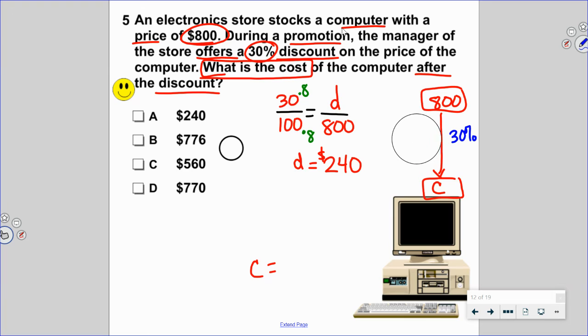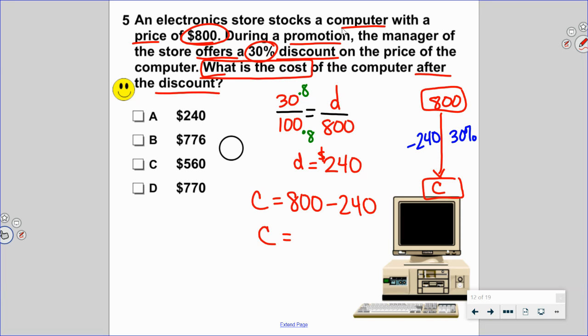Now, was that a crucial part? Absolutely. But the question didn't ask how much was saved or discounted. The question asked, what is the final cost? So cost is equal to $800 go down 240. In other words, the cost is equal to $560.